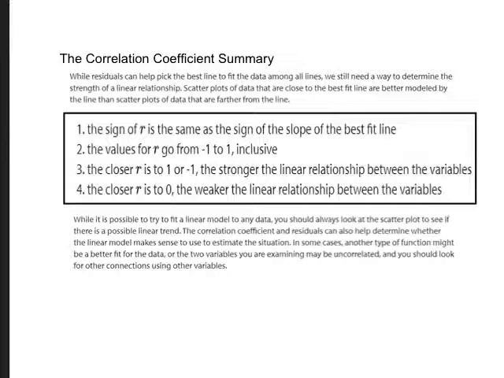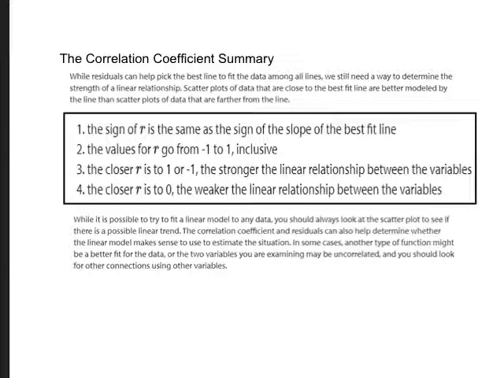While it is possible to try to fit a linear model to any data, you should always look at the scatter plot to see if there is a possible linear trend. The correlation coefficient and residual plots can also help determine whether the linear model makes sense to use to estimate the situation. In some cases, another type of function might be a better fit for the data, like quadratic or exponential or trigonometric. Or the two variables you are examining may be uncorrelated, and you should look for other connections using other variables.